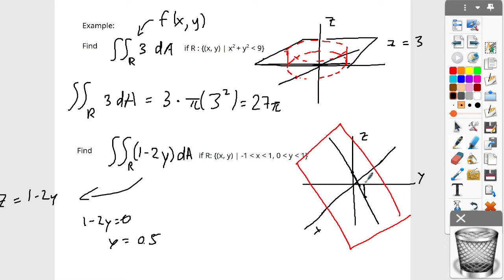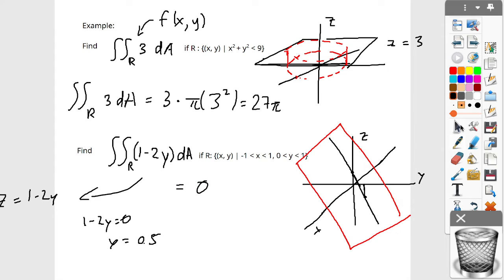And it also has a height of 1. How would I know that? I would put y equals 1 in there. I would get negative 1. So negative 1 is 1 away from 0. And it's both a positive area and then a negative area, and they're the same area. So if there's a positive area and a negative area and they're the same area, they cancel out. So this should be 0.